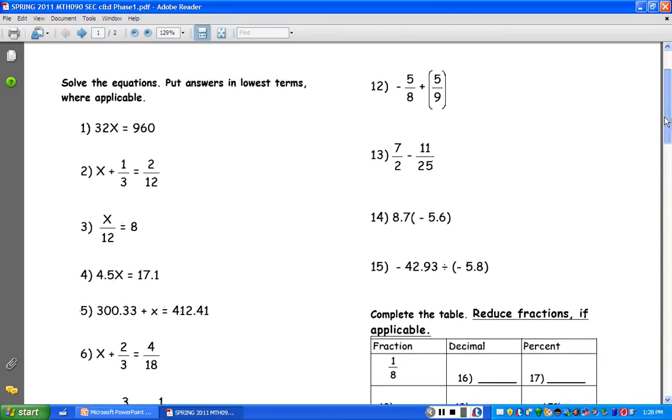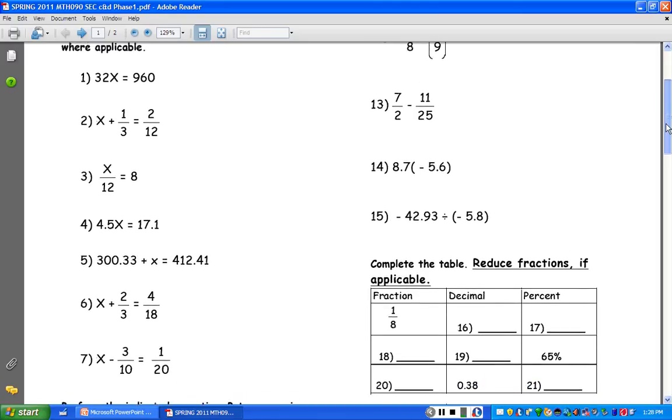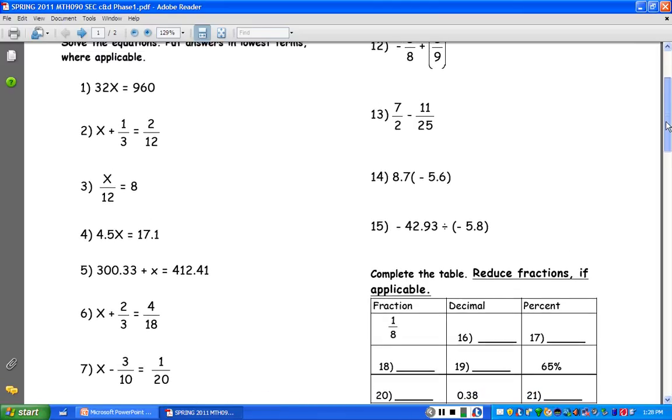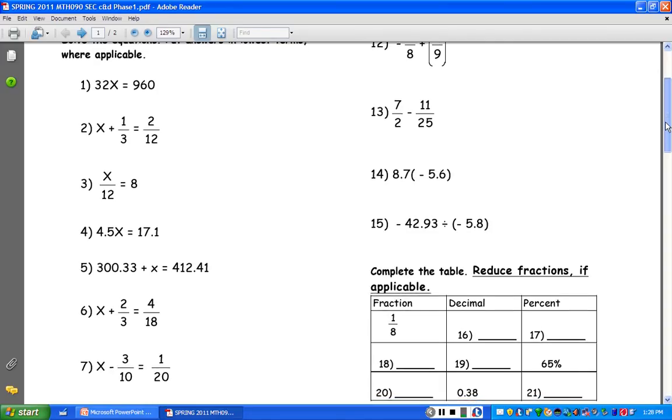So in this readiness exam review, that's what I want to talk about. How do you solve equations? I'm not going to do all 7, but I'm going to do maybe about 4 of these so that you can start getting the hang of it.